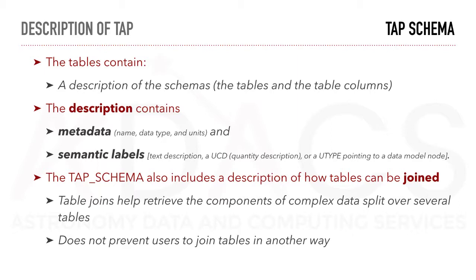The TAP schema also includes a description of how tables can be joined. Table joins help retrieve the components of complex data split over several tables. It does not prevent users to join tables in any other ways.